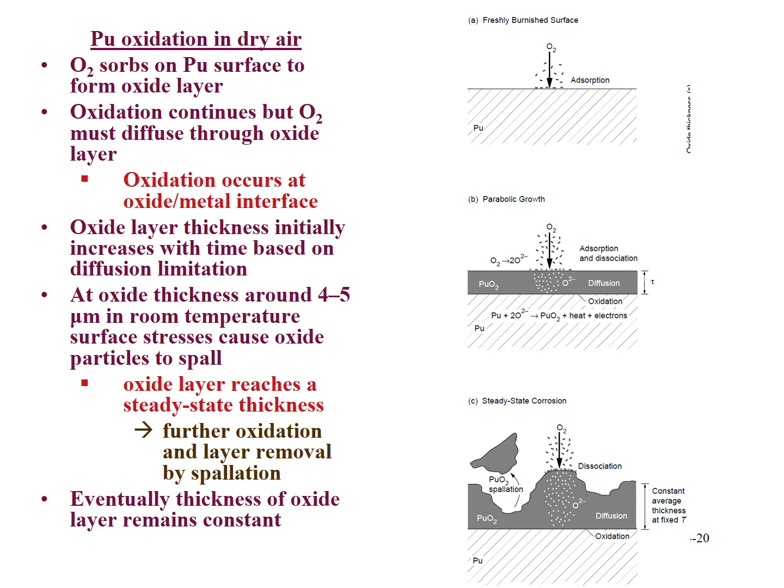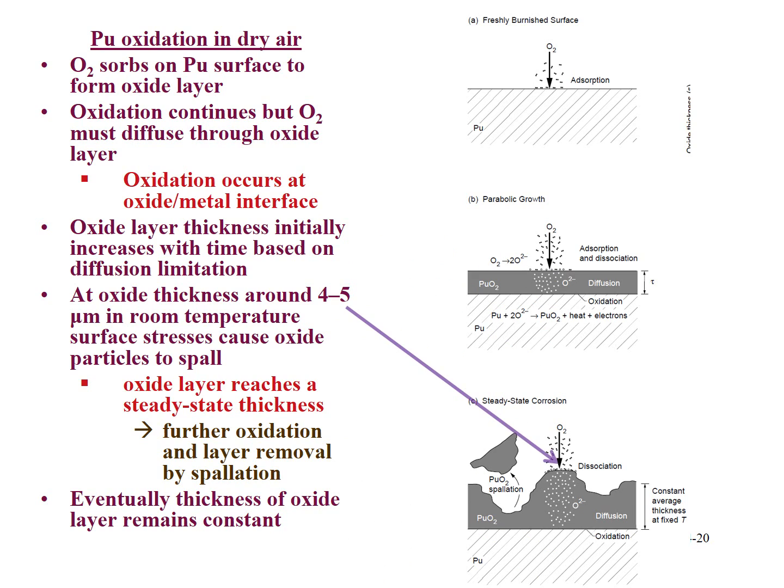Here's an example of plutonium oxidation in dry air, where we have O2 sorbing onto the plutonium surface. This forms an initial oxide layer. Over time, that oxide layer grows, and then we have diffusion of the oxygen through that layer in order to oxidize more of the plutonium metal. During this process, through the oxidation, heat occurs. It's an exothermic reaction. Over time, this oxide layer can grow.